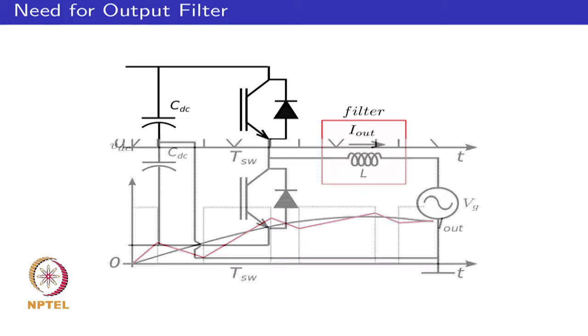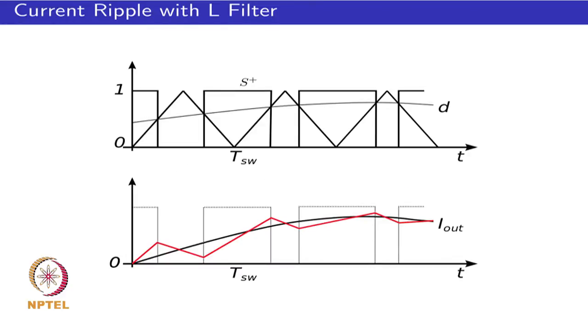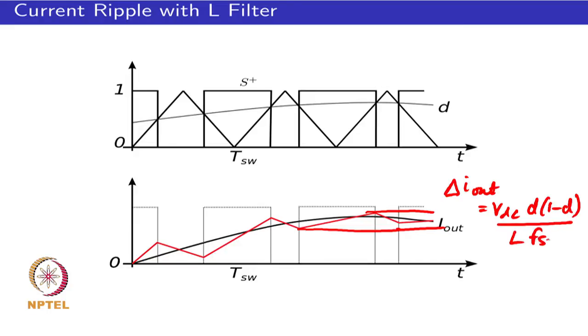Last time we saw how we can derive an expression for the peak to peak ripple current. To calculate the ripple current, we assumed that things are in a quasi steady state, so the valley returns back to the same point from one cycle to the next cycle. With such an assumption, one could write an expression for delta I out as VDC into D into 1 minus D divided by L F SW. And we saw how one could derive the relationship between the DC bus voltage, the filter inductor, switching frequency, and the level of ripple in the output.